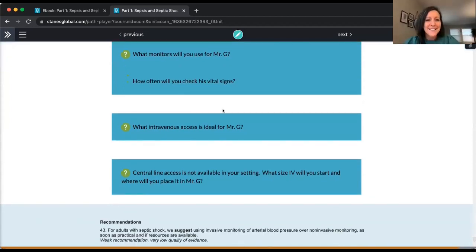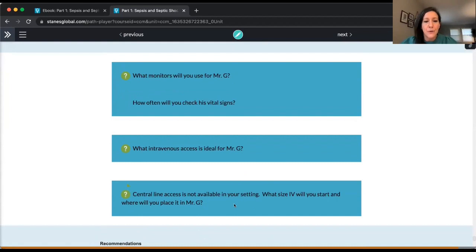What IV access is ideal? You mentioned a central line, which is perfect. I like to, even if I have a central line, have an additional peripheral line in case I need to give blood or something fast. Central line access is not available in your setting. What IV will you start and where will you place it?